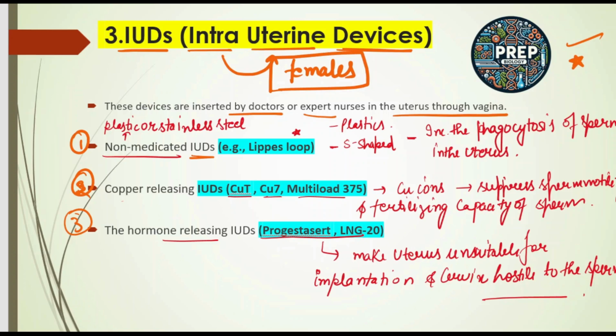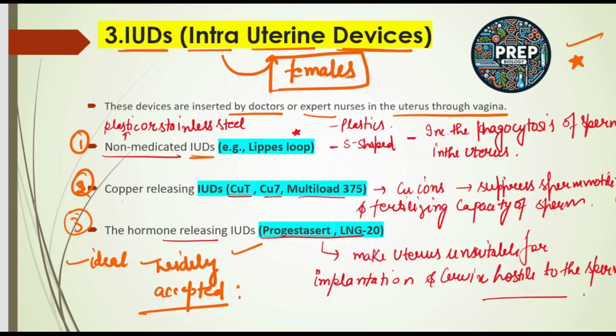Okay, so if we see, the IUDs are the ideal contraceptives for females. These are the ideal contraceptives, and IUDs are the most widely accepted method of contraception in India. If you have a question in your exam asking which method of contraception is widely accepted in India, you have the answer: IUDs.